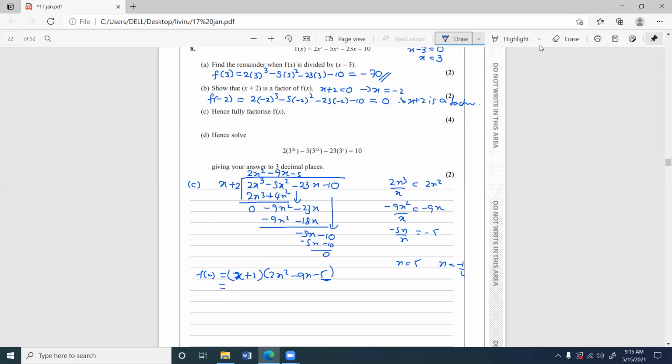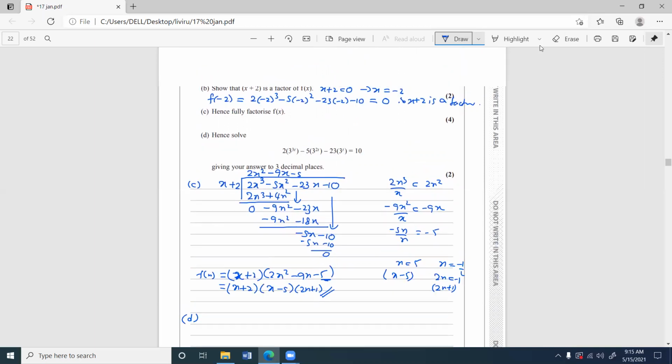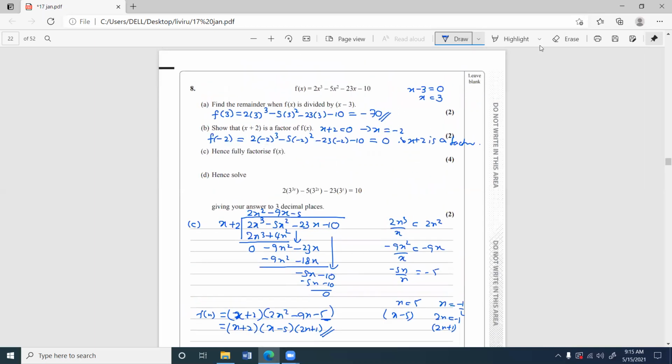So with this, you can write, if you bring minus 5 here, then bring this to the other side, 2x equals minus 1, therefore 2x plus 1. So you can write x plus 2 into, this one you can write as factors, x minus 5 into 2x plus 1. That's the final answer for this question, for part C. Right. Then when you come to part D, you can see there's a relationship here.